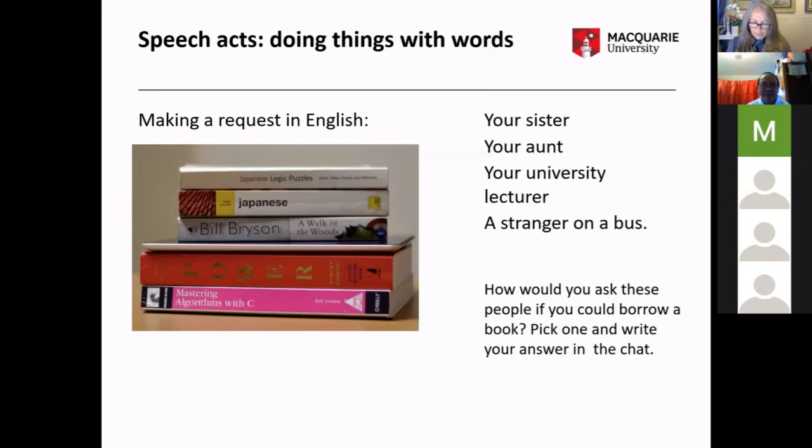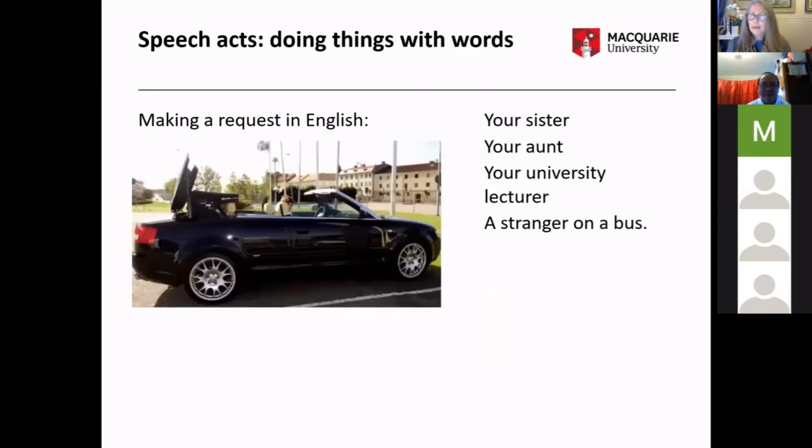Now, if it was something like borrowing a car, you may ask your sister, you may ask your aunt perhaps, but you simply wouldn't ask your university lecturer. I'm happy to say that in all the years I've been teaching in a university, no student has ever asked to borrow my car. I'm pleased about that because I'd probably have to say no. As for the stranger on the bus, you definitely wouldn't be doing that.